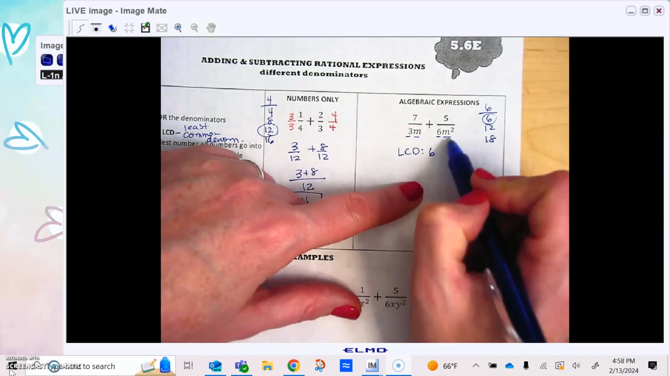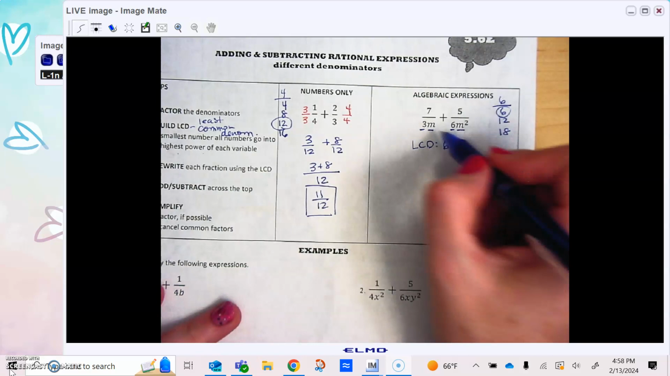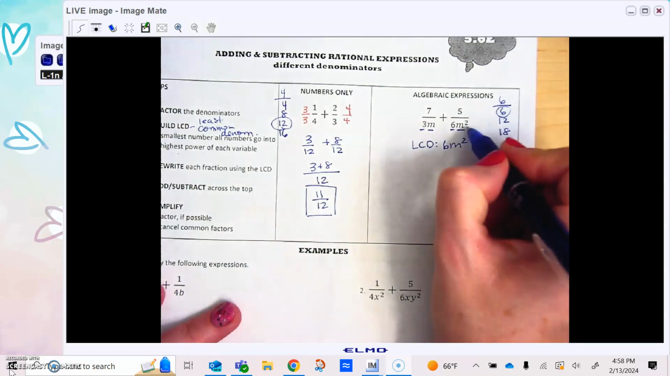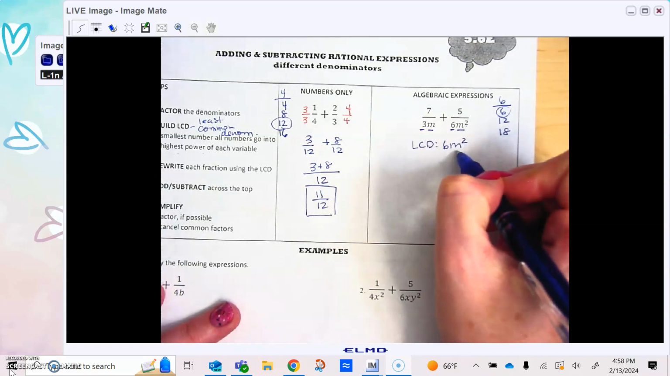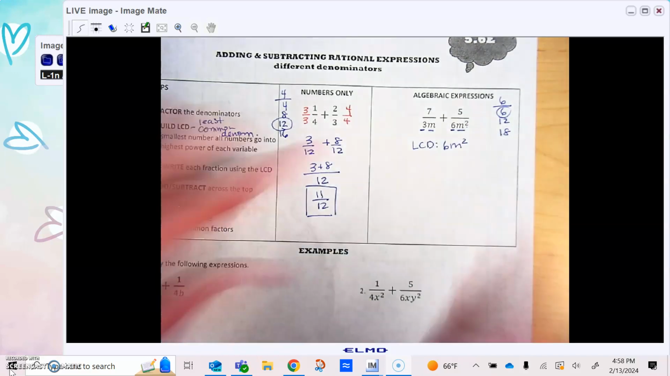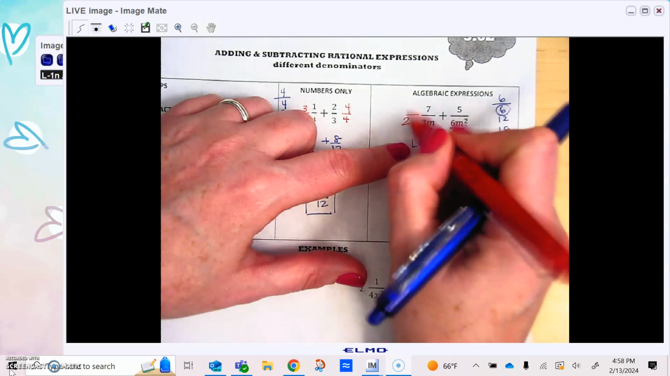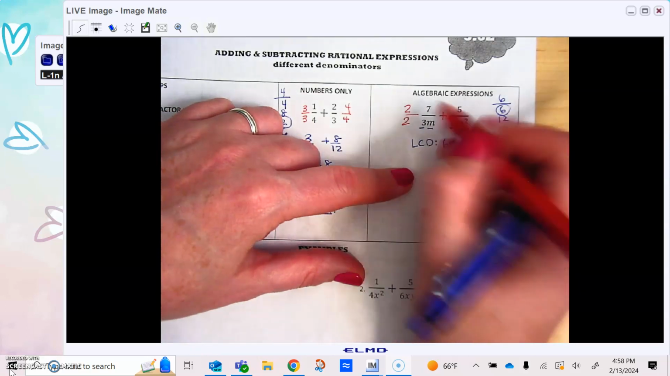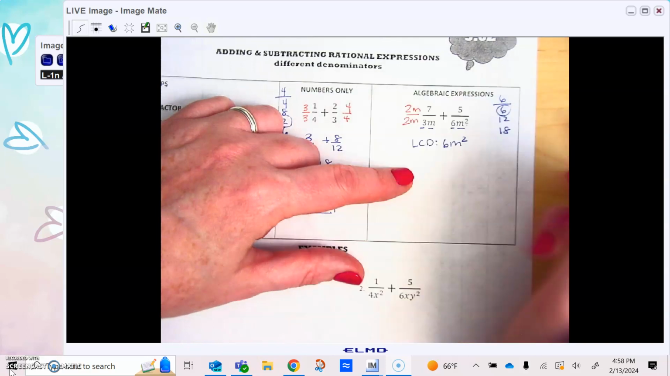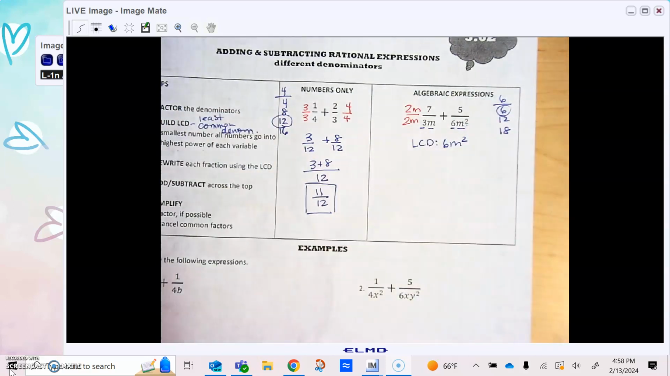And then for the variable part, they both need an m. And we're going to use the highest power of each variable that we have. And the highest power between the two is m squared. This one is squared. So now I need to make both of these denominators match this group denominator. So in the first one, I'm going to multiply the 3 by a 2 to make it a 6. And then this has one m, and I need it to have 2 m's, so I'm going to multiply by another m. This one is exactly what I need already, so I don't have to change it at all.